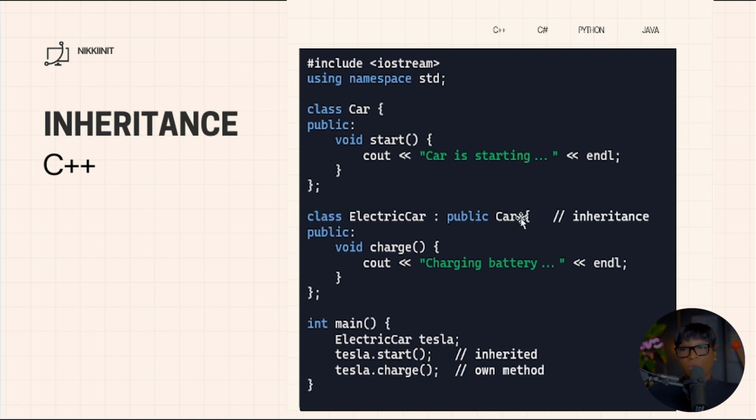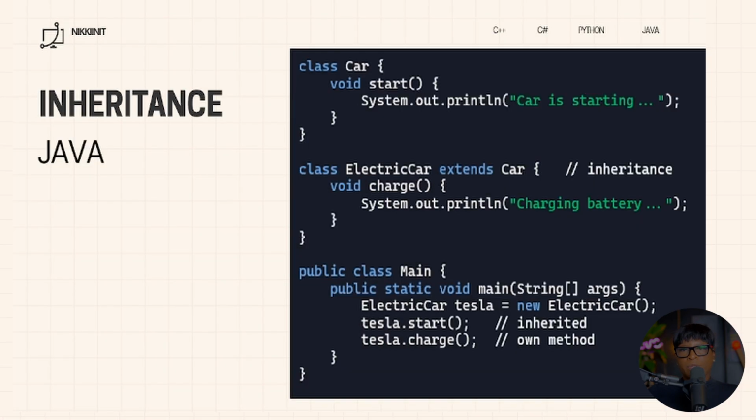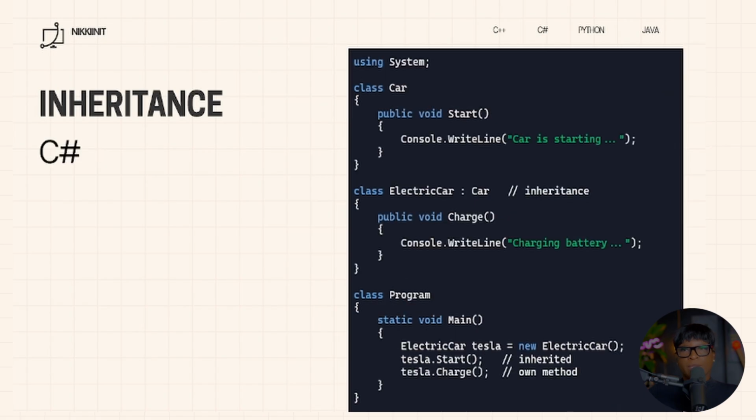Now, when you are inheriting from a class, you have to have the access specifiers. And as I said previously, the access specifiers in C++ are public, private, and protected. And this is how it will look in Python. This is how it will look in Java. And this is how it will look in C#.